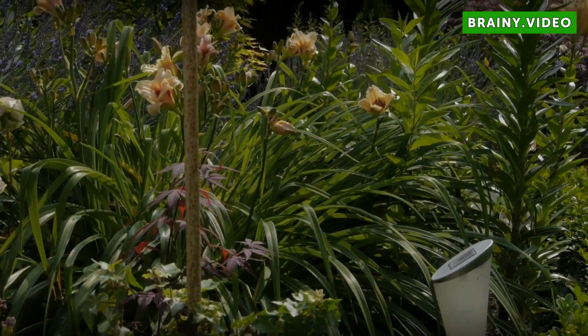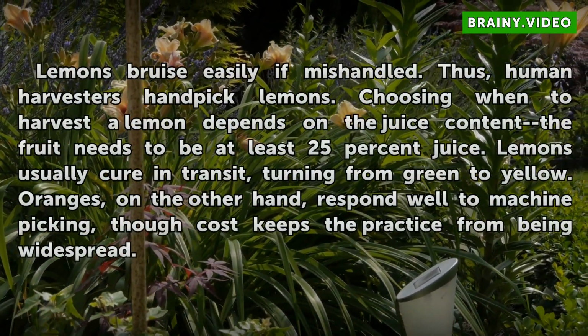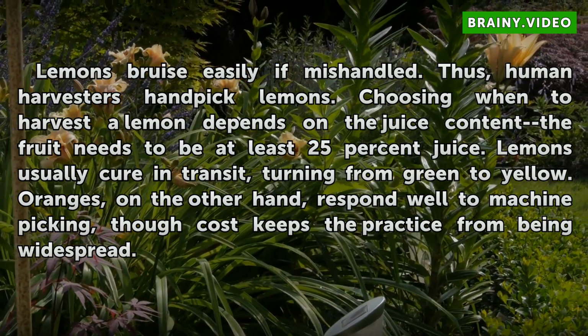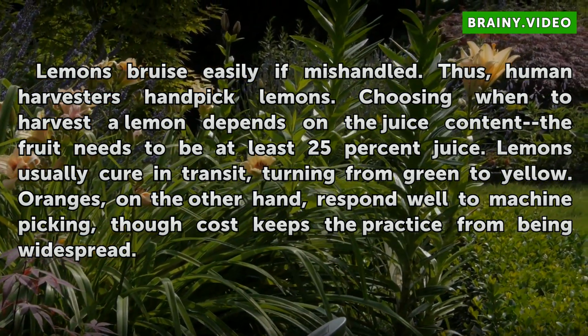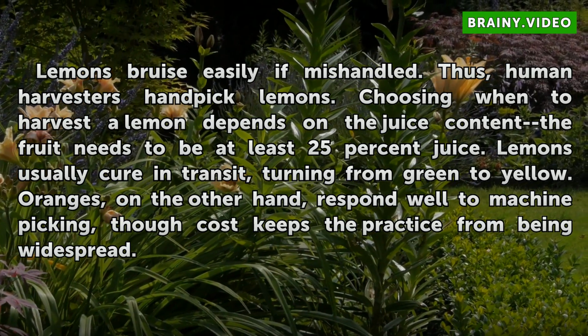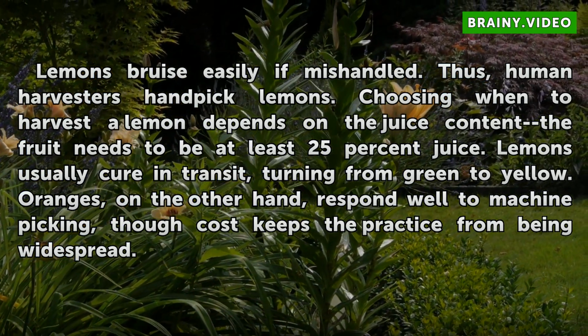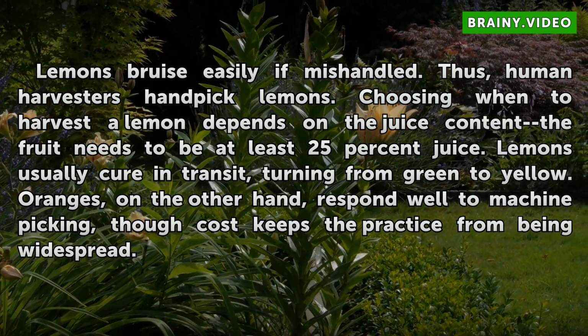Harvesting. Lemons bruise easily if mishandled. Thus, human harvesters hand-pick lemons. Choosing when to harvest a lemon depends on the juice content. The fruit needs to be at least 25% juice. Lemons usually cure in transit, turning from green to yellow.